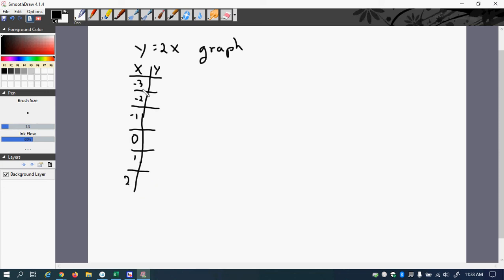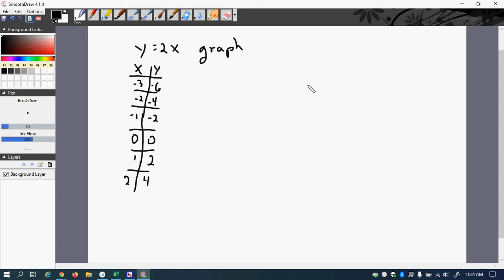As I put -3 into the equation for x, -3 times 2 is -6. -2 times 2 is -4, and -1 times 2 is -2. So I can see that it's increasing by 2. So here's what I'm looking at.